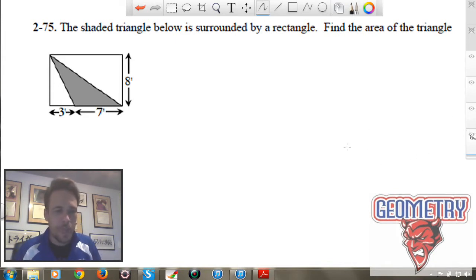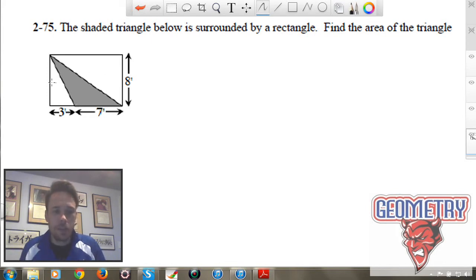Here we're asked to find the area of the shaded triangle. It's surrounded by a rectangle. There's a couple different ways you can do this. I'll give you the hard logical method, and then I'll show you a shortcut that you can use.